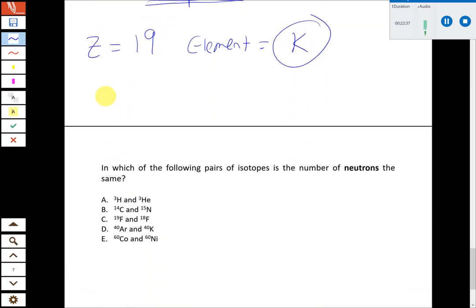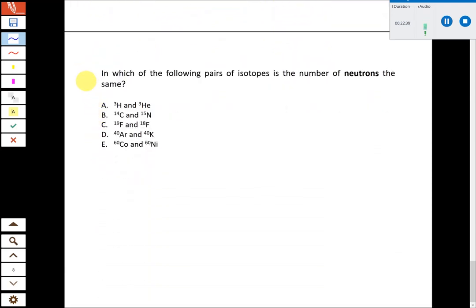All right, and then the last problem here deals with: in which of the following pairs of isotopes is the number of neutrons the same? So the long way to do this would be to go through each of these isotopes and figure out how many neutrons it has, which we know how to do, because remember that in these symbols, this superscript, this number that's shown in the symbol on the left, is going to be the mass number A. A is the number of protons plus the number of neutrons.